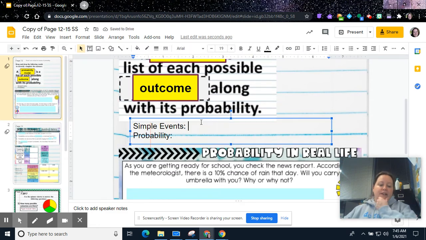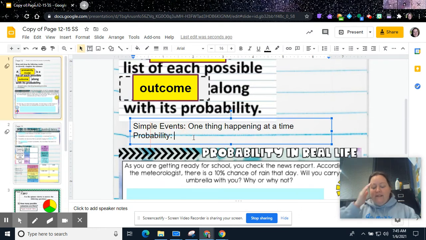The next thing is I want us to define simple events and probability. So simple events is basically just like one thing is happening at a time. And then later on, we'll talk about compound events, which would be more than one thing happening at a time. So one thing happening at a time. And then probability, its basic definition is like what will probably happen.